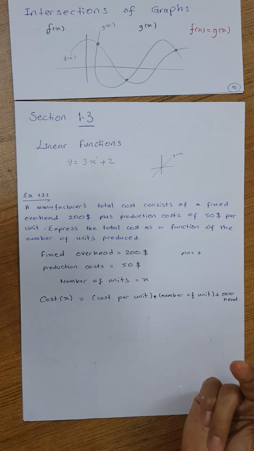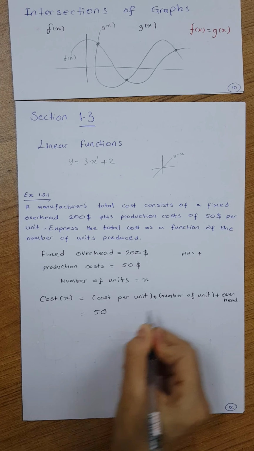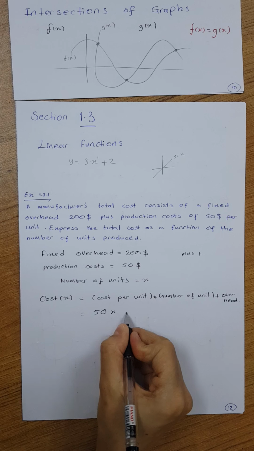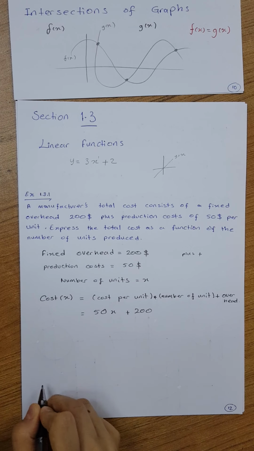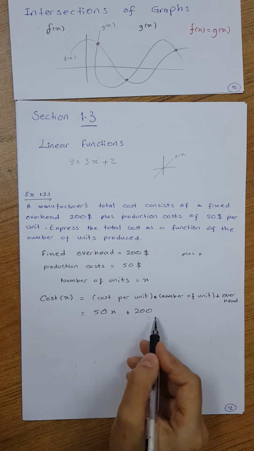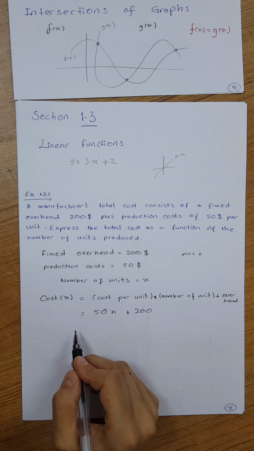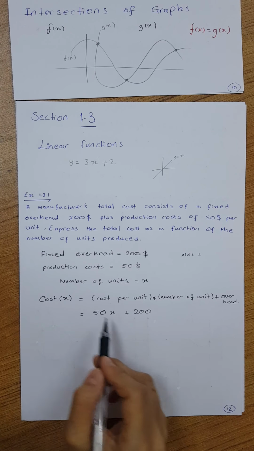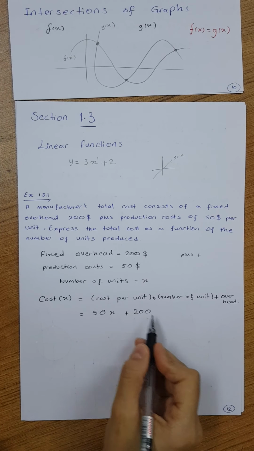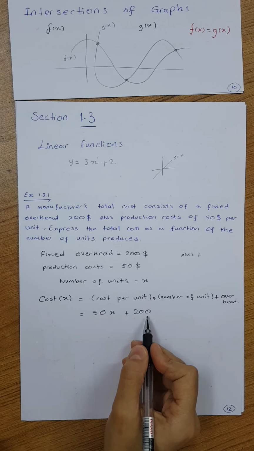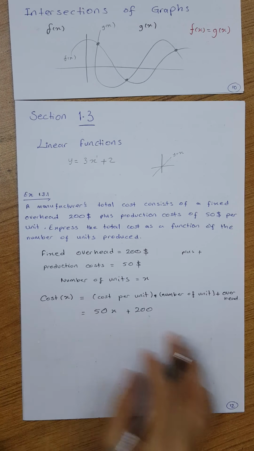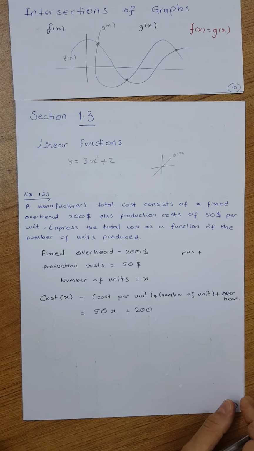So that will equal to what? Cost per unit is equal to $50. Number of units, it's x, it's changing 1, 2, 3, and we have got a fixed overhead that is $200. So the cost is equal to 50 multiplied to x plus 200. So depending on that function, we can find the cost of the number of units that are produced. If you look at that function, it's a linear function because the power of the x is equal to 1, and we have got something fixed in the function.